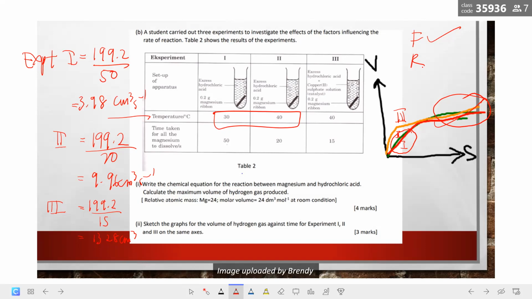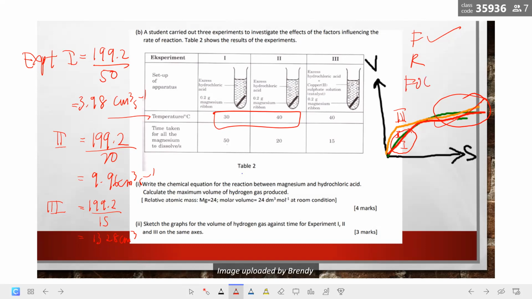The reasoning, dia kinetic energy of magnesium and hydrogen... hydrogen apa? Kalau dia ada ionic equation, dia kena ada apa? Magnesium dengan apa? Hydrogen ion. Yes. Okay, sambung. Kinetic energy between magnesium and hydrogen ions of experiment 2 is higher than experiment 1. Very good.